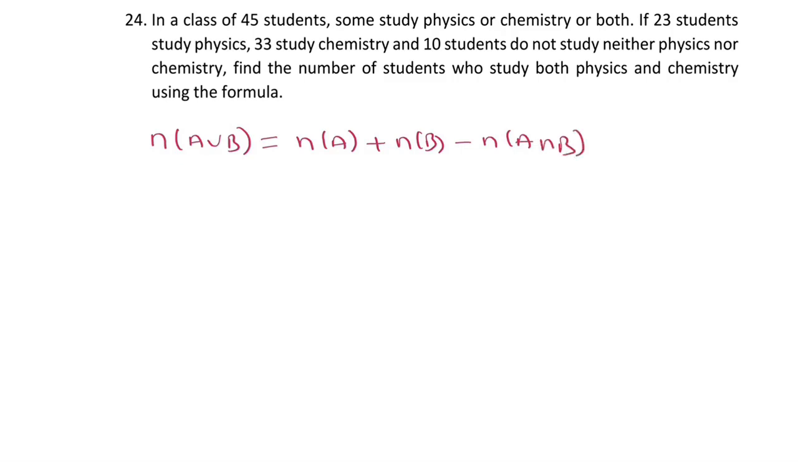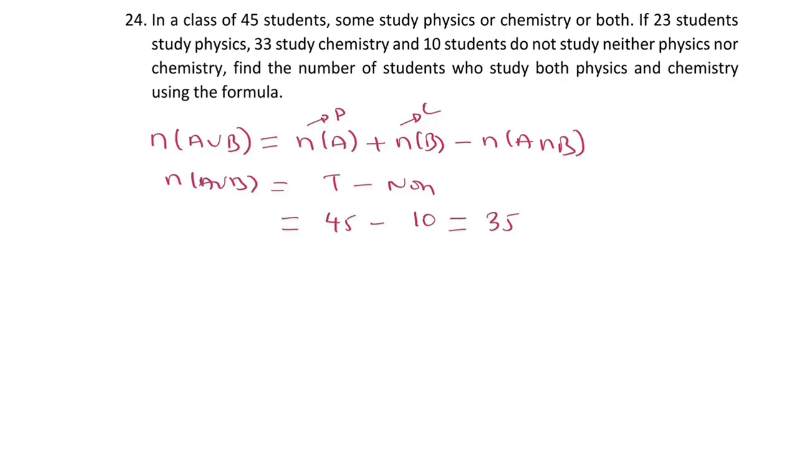Okay, so from the given information, let us assume the following. Number of A will equal students studying physics. Number of B equals students studying chemistry. Number of A union B is going to equal the total number of students minus those who do not study any of the subjects. So let us take the numbers given from our question. We are going to have 45 minus 10, which after solving gives us 35.